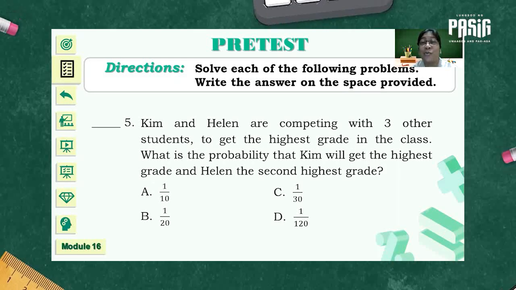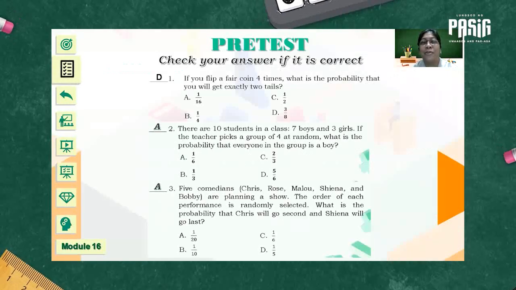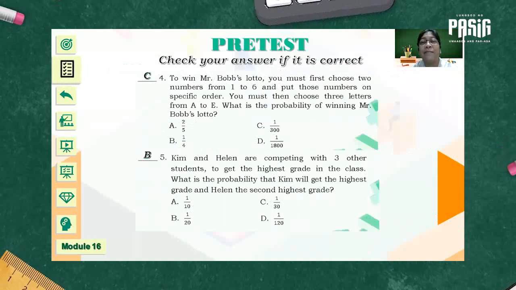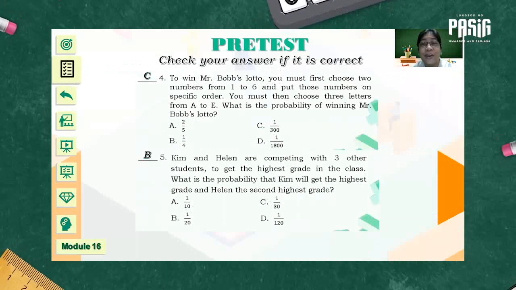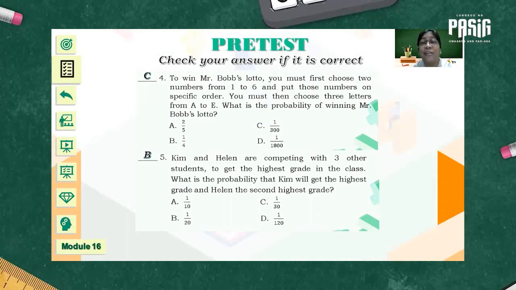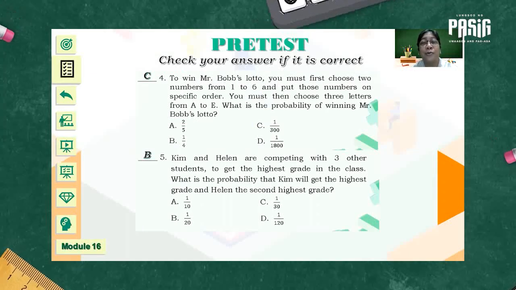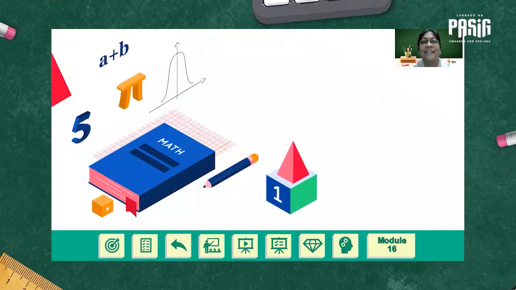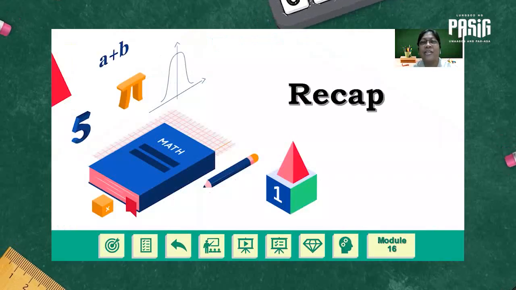Now let's check your work. For numbers 1, 2, and 3, and for numbers 4 and 5. Did you get a perfect score? It's okay if not, but you have to listen to the discussion of solving problems involving probability using permutations and combinations. Let's have a recap first.